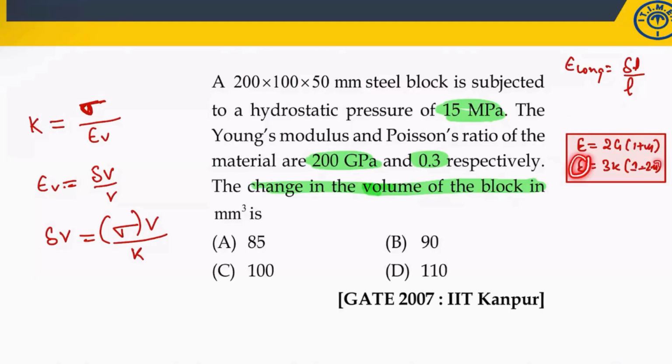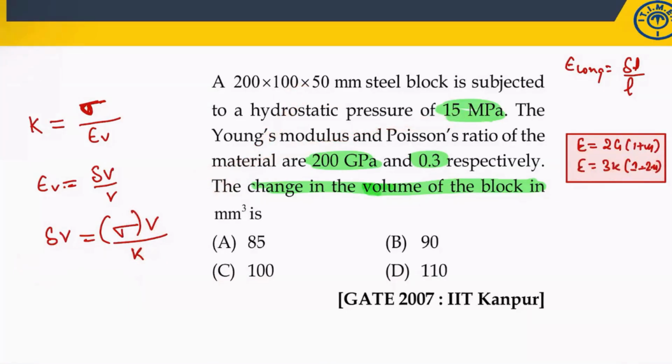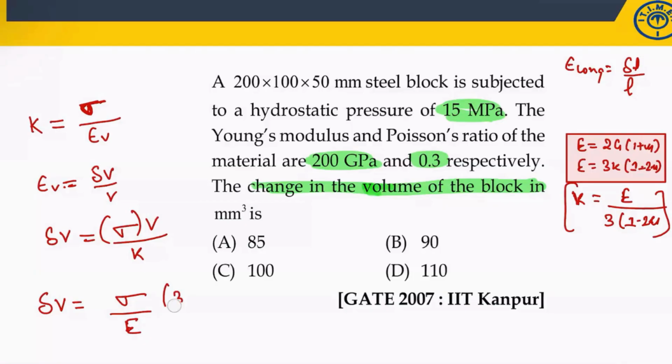Now, E and mu values are given. So what you have to calculate? You have to calculate the K value. Once you know the K value, the stress value is given, and volume you can calculate, your problem is solved. That means, can I write the change in volume is nothing but sigma by K. I can write K as E by 3 into (1 minus 2 mu). So I will put here E into 3 into (1 minus 2 mu) into volume is the final one.